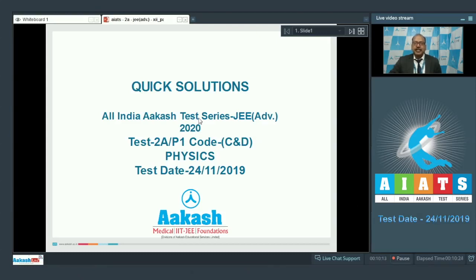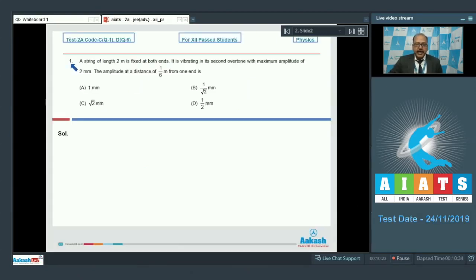Let's go to question number 1. Question 1 says, a string of length 2 meter is fixed at both ends. It is vibrating in its second overtone with maximum amplitude of 2 millimeter. The amplitude at a distance of 1/6 meter from one end is.